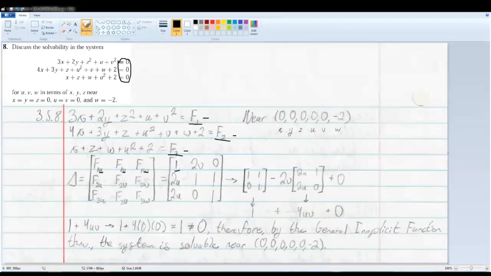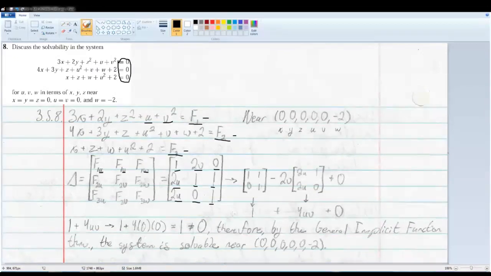So in doing that, I got 1, 2v, and 0 for the first one. So partial derivative of u is just 1. Partial derivative of v squared is 2v, and there is no w to derive. And I basically repeated the process with function 2 and with function 3. I then solved for the determinant of this matrix, and I got 1 plus 4uv.